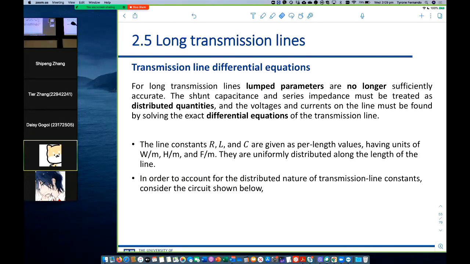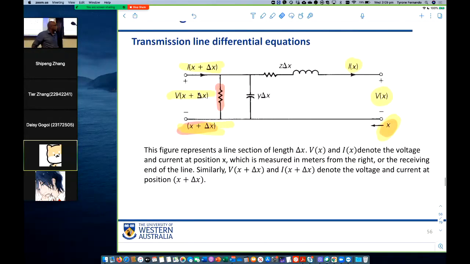In order to account for the distributed nature of the transmission line constants, we can consider the circuit shown here. So here we are looking at a section of that long transmission line. You can see the receiving end. Let's say the receiving end is at point X, right? We come some distance X from the very end of the transmission line, from the receiving end, and that's the point that you see on the right, right?